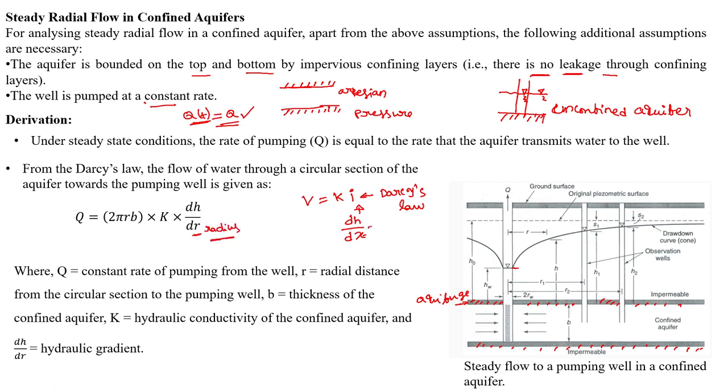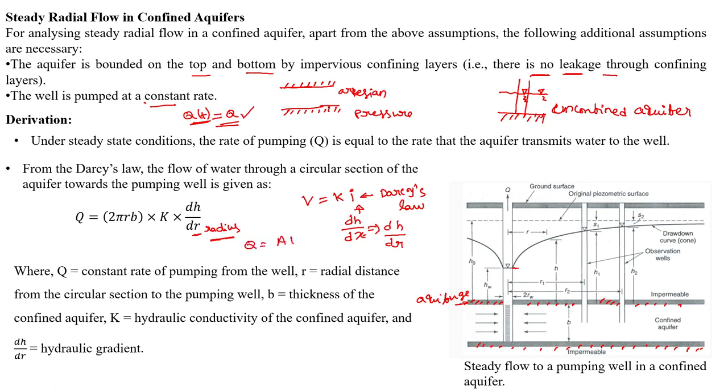Okay, so this we approximately write as dH by dr. Here I is nothing but the hydraulic gradient in the flow direction. The flow direction is radial, so that's why we have taken dr. Suppose the flow direction is only horizontal, then we may take dx or dy according to the direction of the flow. Okay, so what is Q?